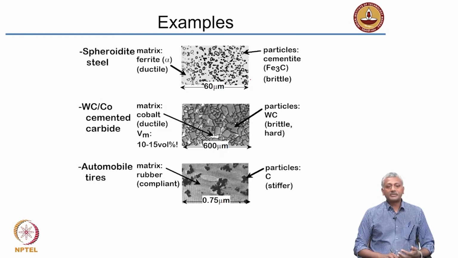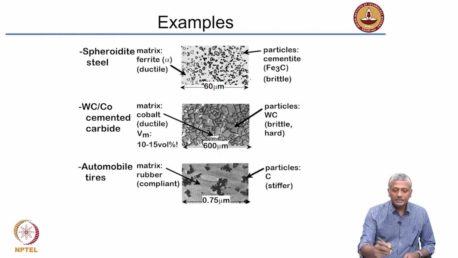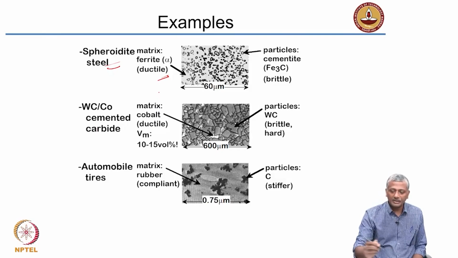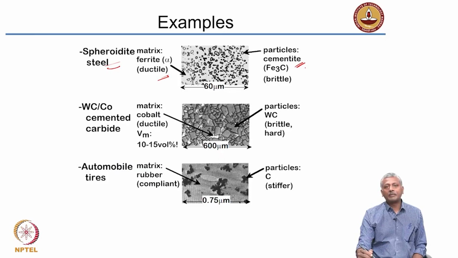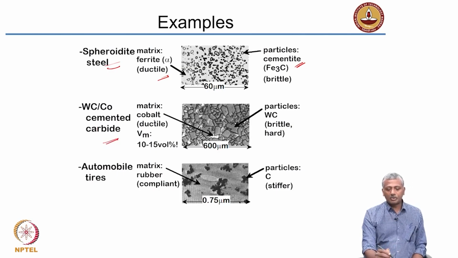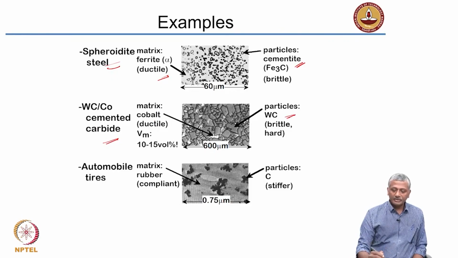Again, some examples from the steel microstructure are given here. This is a spheroidite steel. Spheroidite steel has a matrix of ductile ferrite alpha phase, again something which you would have learned previously in your steel lecture. And then there are particles of cementite, which is Fe3C, or iron carbide, which are embedded in this matrix. When you have a cemented carbide, you have a matrix which is cobalt, which is ductile, and you have particles of tungsten carbide, WC, which are embedded into this cobalt.